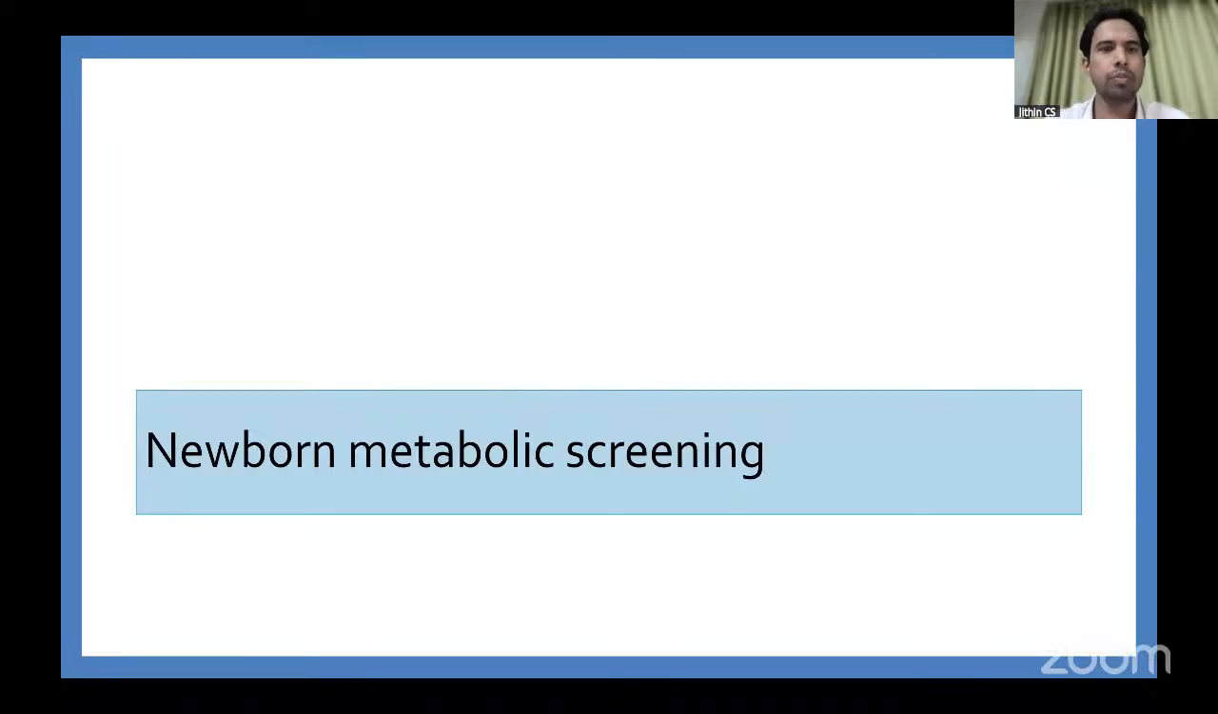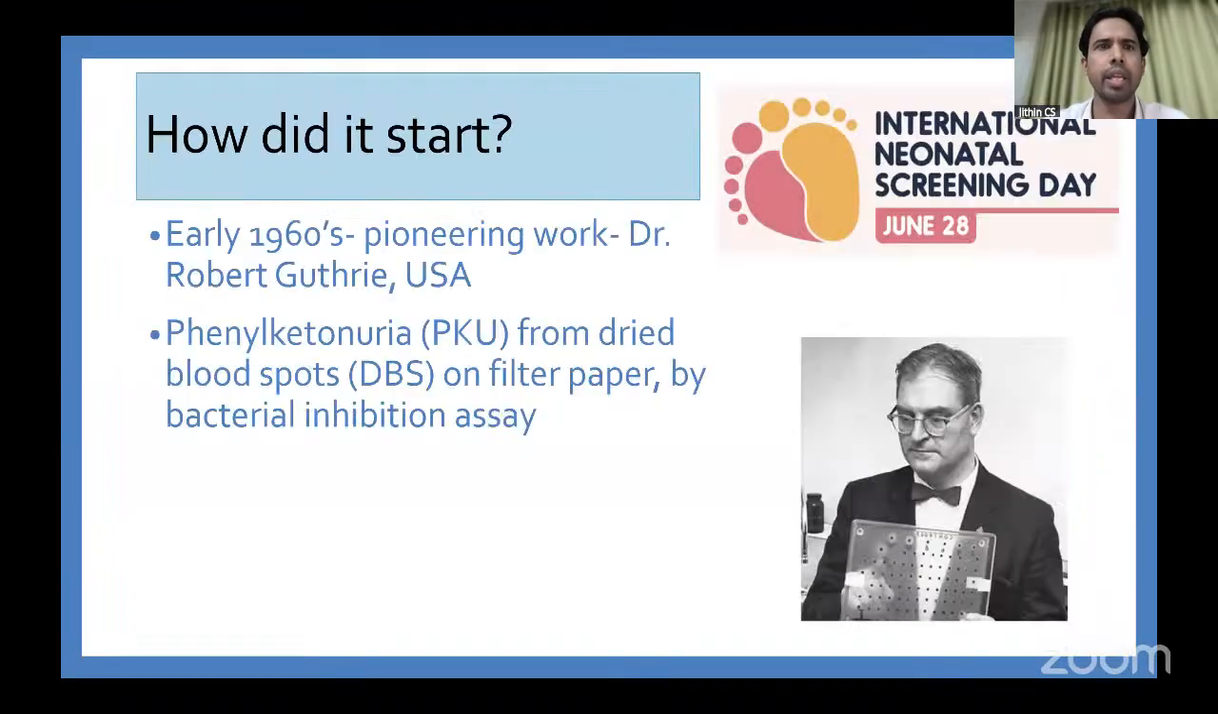So coming to newborn metabolic screening. It initially started in the early 1960s when Dr. Robert Guthrie collected dried blood spots on a filter paper and diagnosed phenylketonuria. The technique he used was the bacterial inhibition assay, but the technology has later evolved, and now we are using tandem mass spectrometry for the dried blood spots.